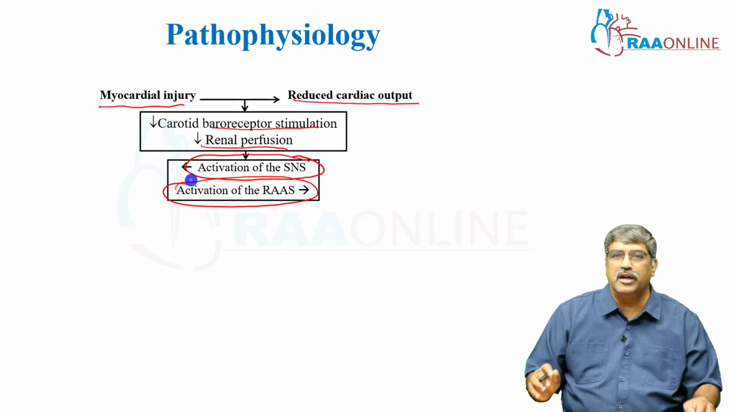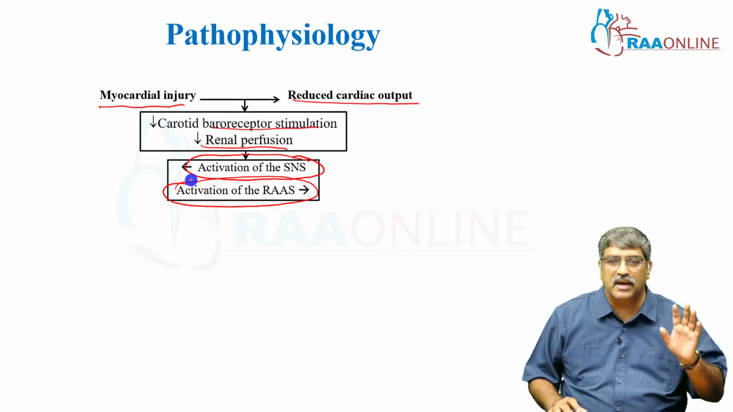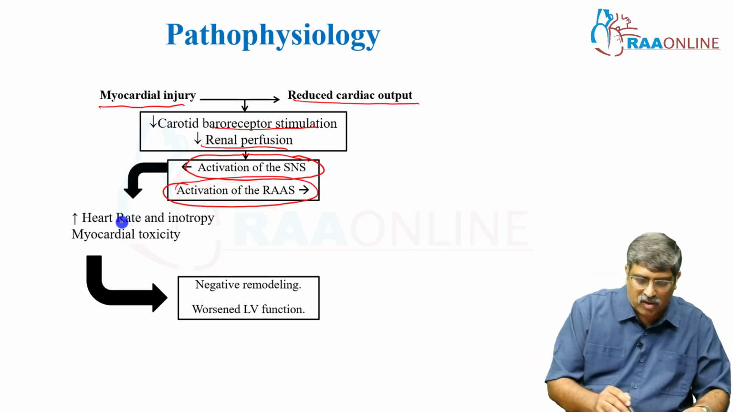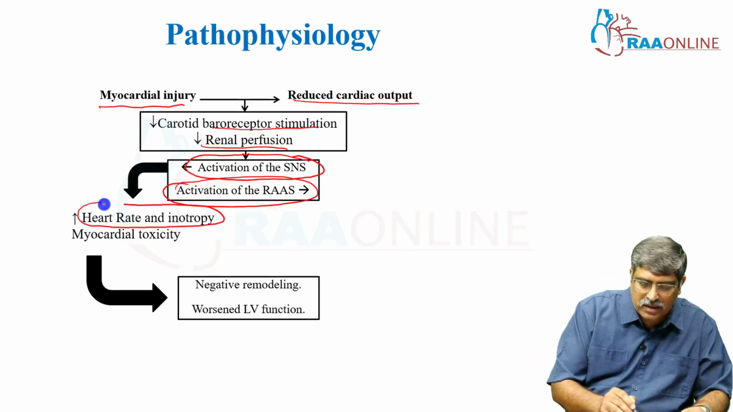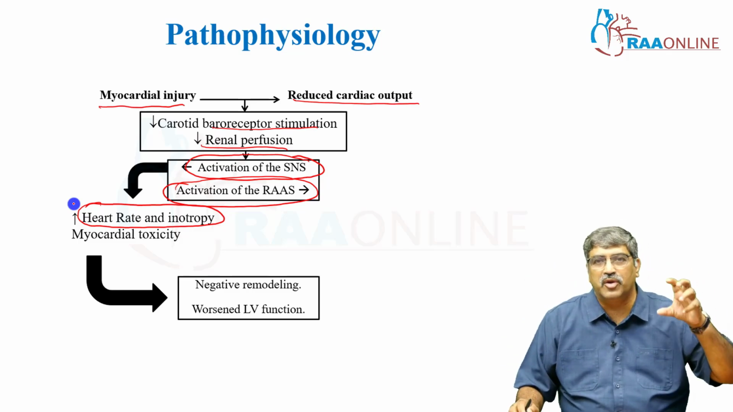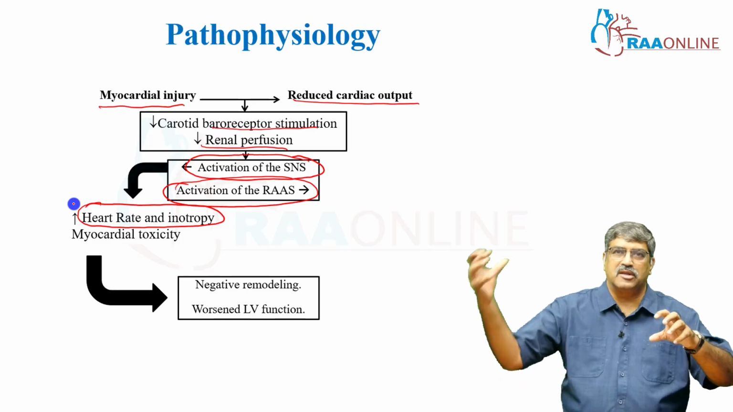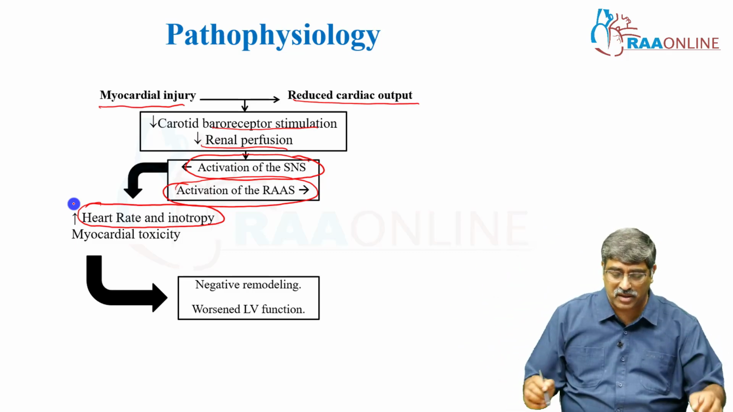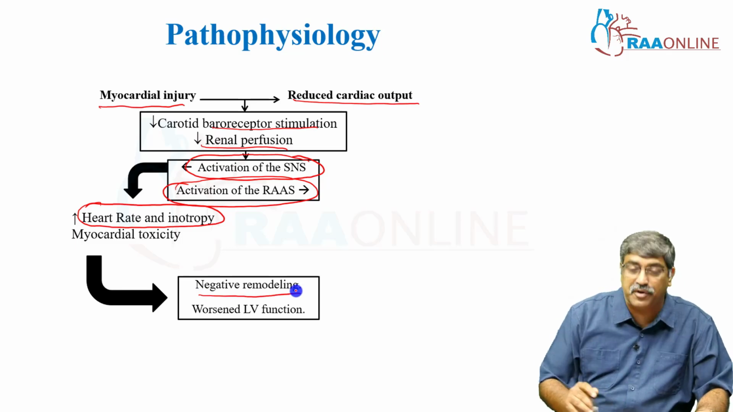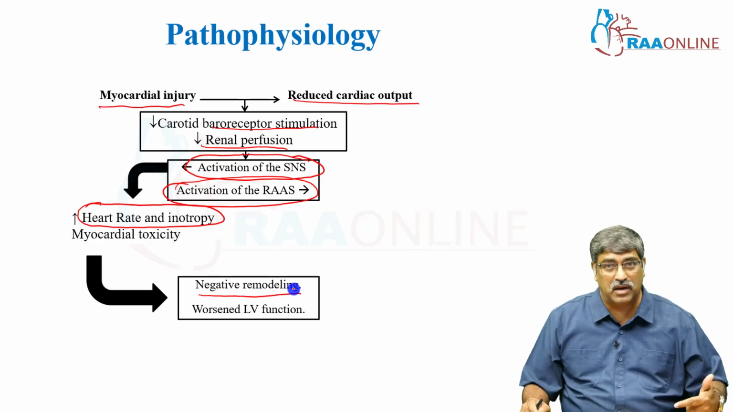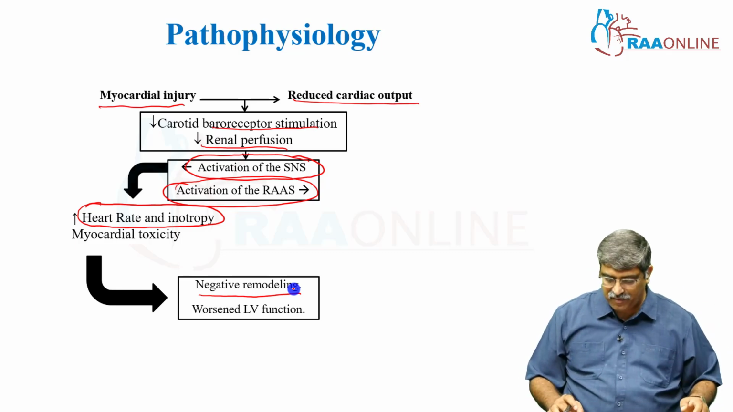As a compensatory mechanism, there is going to be activation of the sympathetic nervous system as well as activation of the renin-angiotensin-aldosterone system. And the activation of the sympathetic nervous system can cause an increase in heart rate and inotropy. Your chronotropy and inotropy increase and there is going to be myocardial toxicity. As more and more sympathetic stimulators are released, it is going to be cardiotoxic. It causes negative remodeling and aggravates the already dysfunctional heart.